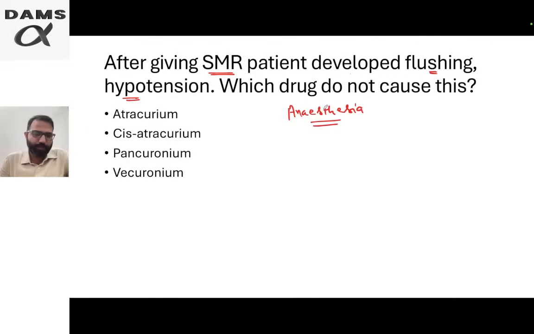NEET PG marks for review. Mark for review is okay, but if you have given the correct answer, then definitely you will get it correct. So developed flushing and hypotension. Which drug does not cause this?